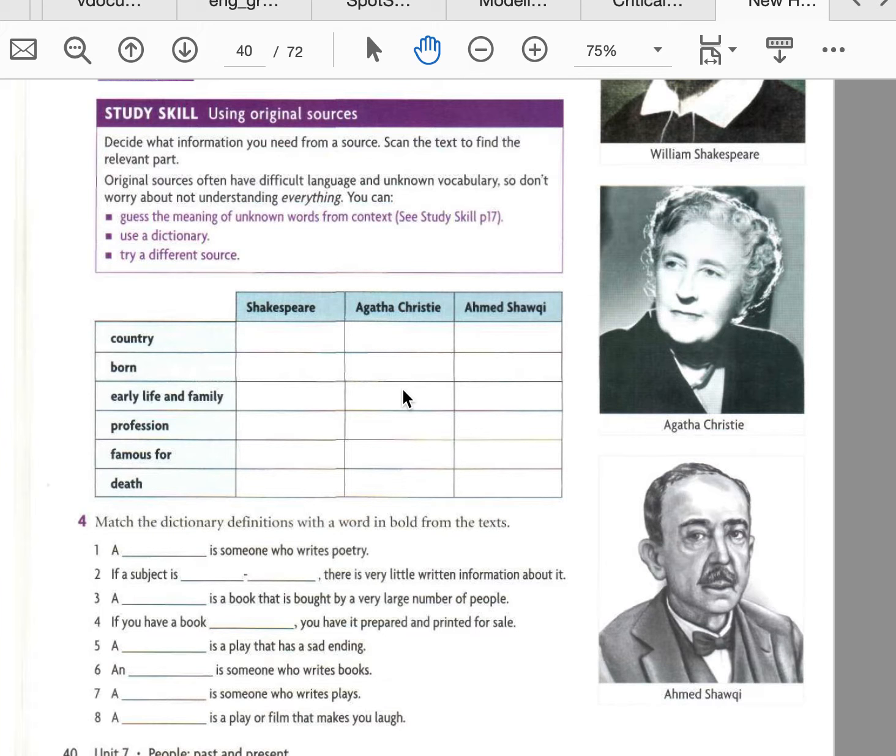What is she famous for? She is famous for plays, mystery stories, Hercule Poirot, and Miss Jane Marple. Death: January 12, 1976.